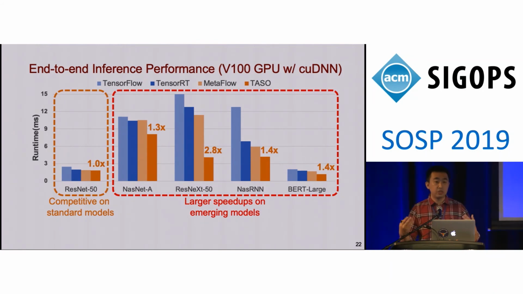And the more interesting results are for the new emerging models. So TASO can achieve larger speedups on new emerging models. You may wonder why this is the case. We have dug into these new emerging models, and we found that they have some new operators and new graph structures that haven't received full optimizations in existing rule-based optimization approaches. And because TASO can automatically generate optimizations for them, we can achieve larger speedups on these new emerging models.